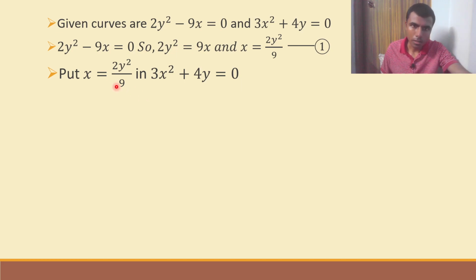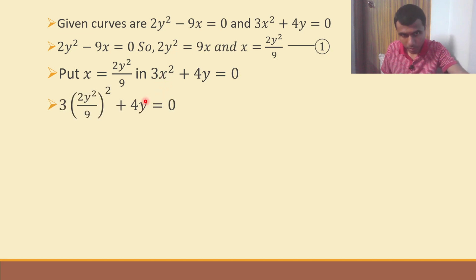Now here I have 3x square. Be careful here. So x is 2y square by 9, and I'd get 3 into 2y square by 9 whole square plus 4y. In place of x, I put 2y square by 9 power 2, plus 4y. I hope this much is clear.